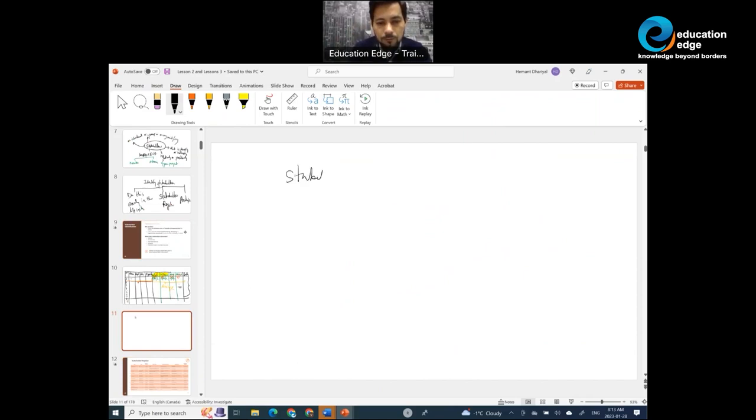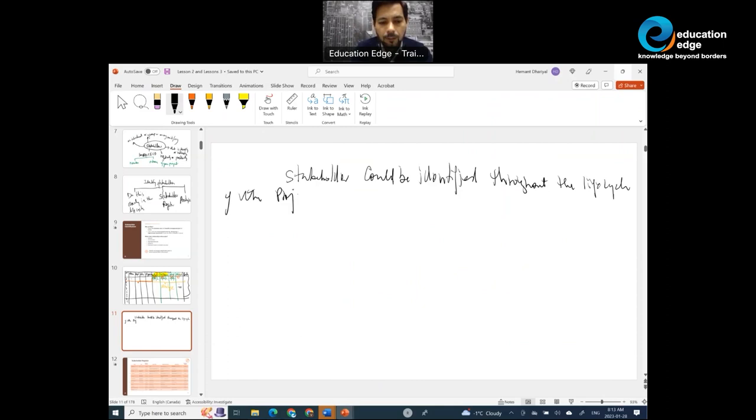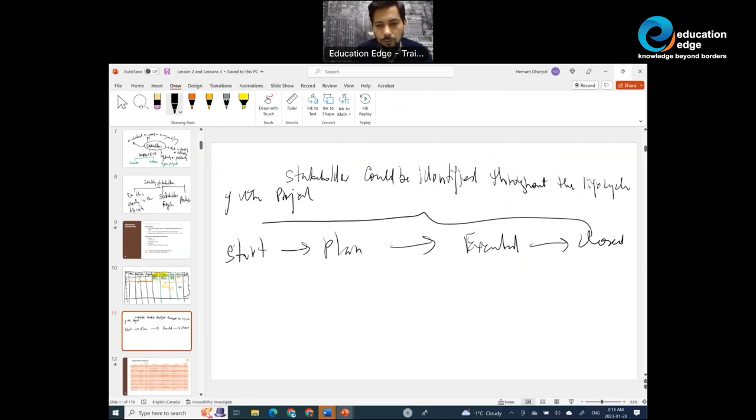Stakeholders could be identified throughout the life cycle of the project. Take a look at this life cycle. You start the project or you initiate the project. The project goes into planning. The project is executed and the project gets closed. Monitoring and controlling of projects happens throughout the project.